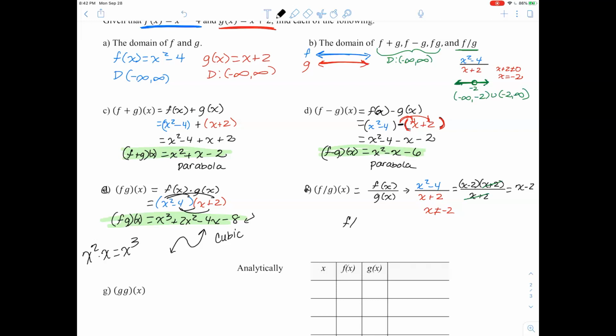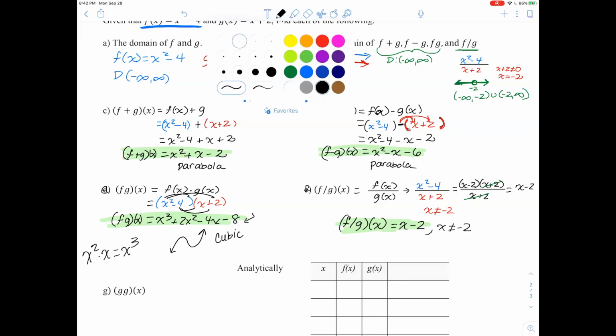So the f divided by g of x is linear for x equal to minus 2, as long as x does not equal negative 2, because we do have that restriction. And that's interesting. When we divided a quadratic by a linear, we got a linear.